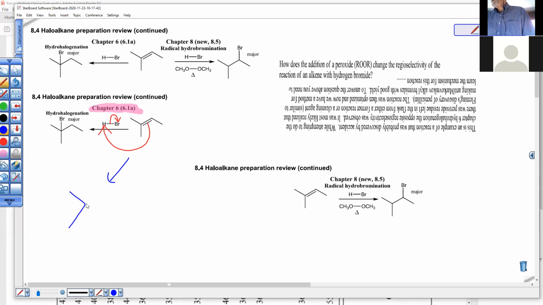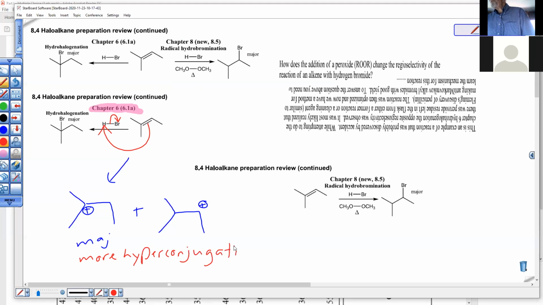We got 2 carbocations. We have a major carbocation. We have a minor carbocation. This one is the major because it has more hyperconjugation. I need to see those magic words in your discussions of why you pick major products. And you got to talk to me about the rate determining step, which is forming the cation. Nothing about the products.